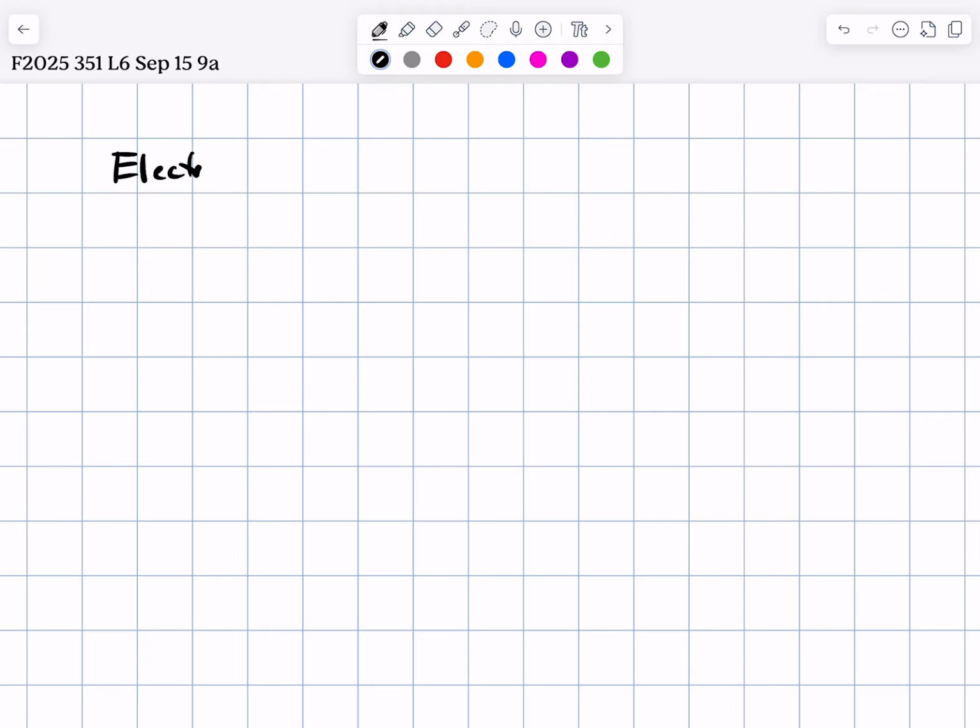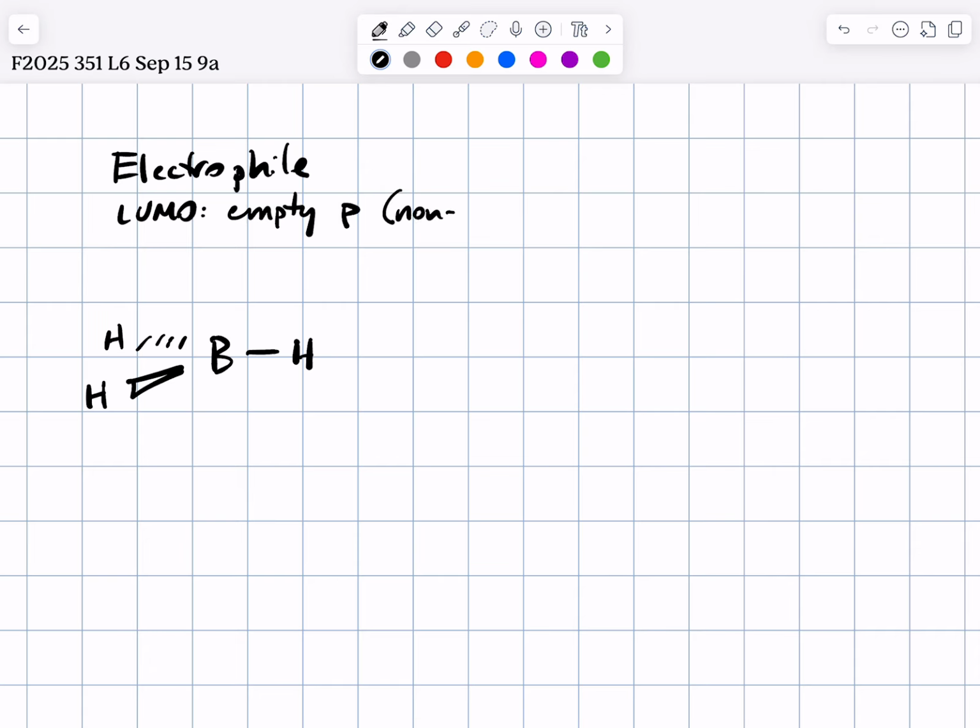For example, what I'm going to draw for you here is an electrophile. And so you care about what the LUMO is. Now, if you look at this BH3, I will tell you that the LUMO is an empty p orbital, and that is a non-bonding p orbital, meaning this is not an antibonding orbital at all. Now, there's been a popular question: how do I know that a molecule has an empty p orbital? And the answer is, figure it out. But that's not that helpful at this stage, so here's how you figure it out.